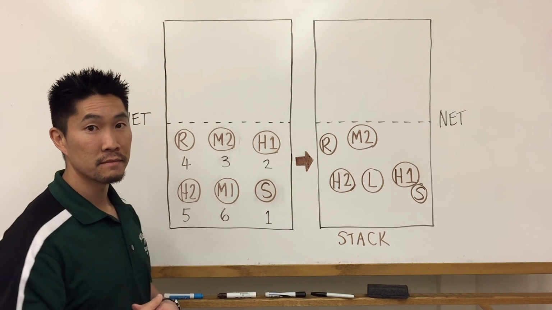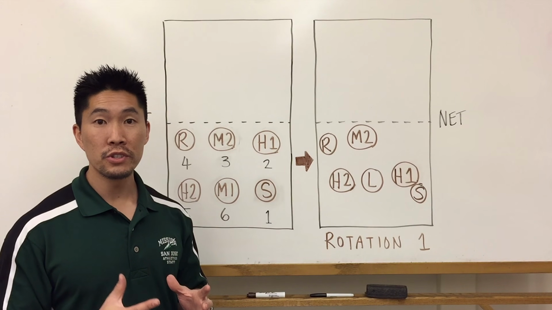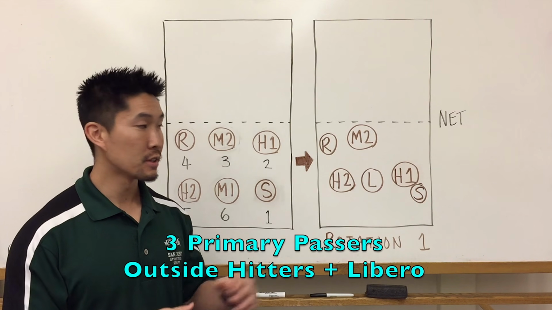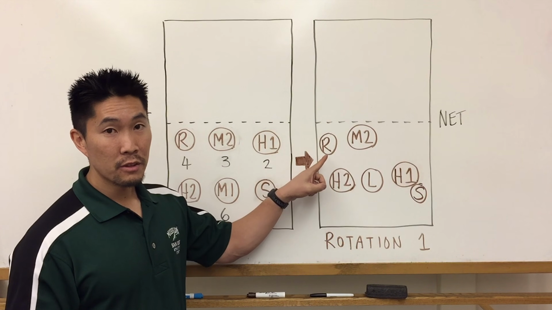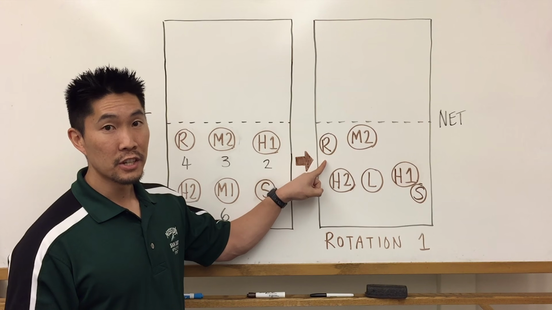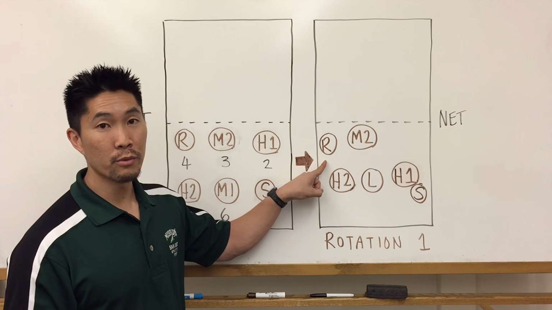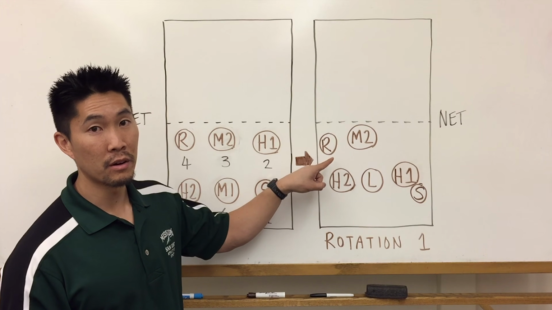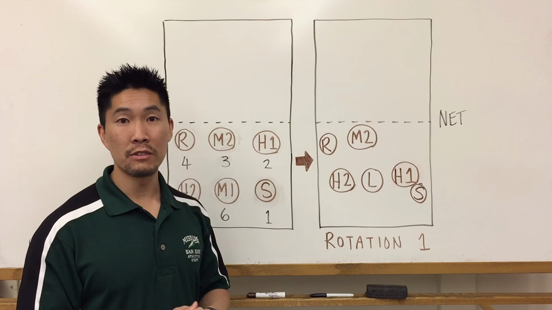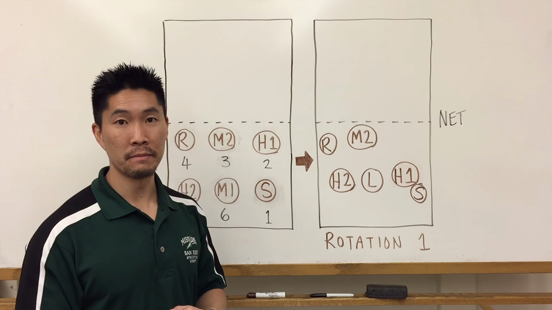For a 5-1 offense, usually you will have 3 primary passers, the 2 outside hitters and the libero. Typically the right side or the opposite hitter is hidden in serve-receive and does not have to worry about passing because their main responsibility is to attack the ball. Oftentimes the opposite hitter is the strongest attacker on the team.